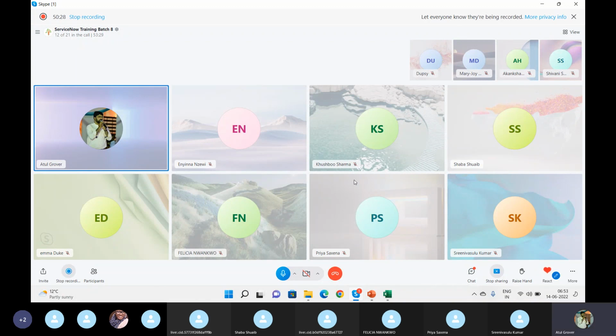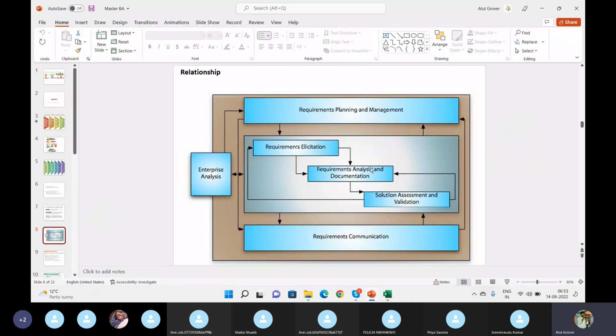Correct. So I have to analyze that part here. And then I come to the solution assessment and the validation. Okay, guys, I have a discussion with you all. Let's have a class for these many hours. This is the course agenda. I will cover this as basic, this as advanced.